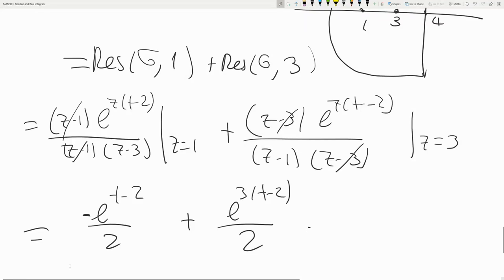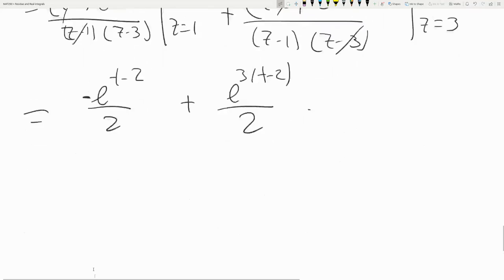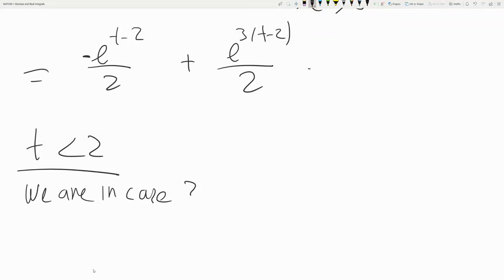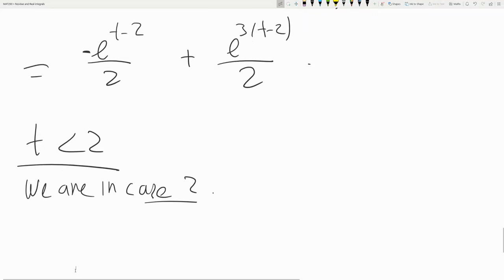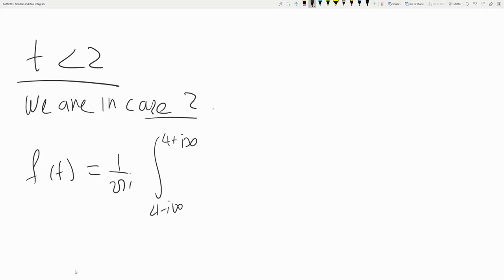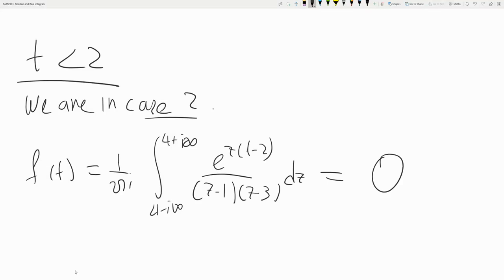So that's the case when t is bigger than 2. Now when t is less than 2, we are in case 2. We already said that, right? We said that f of t, I don't have to keep writing this, but it's that contour we wrote, will equal 0. So you can just use the theorem.